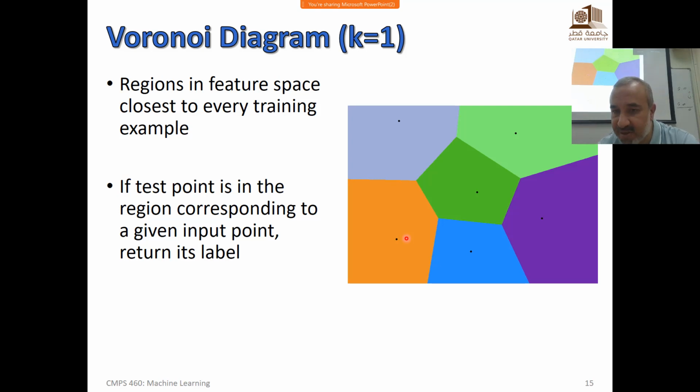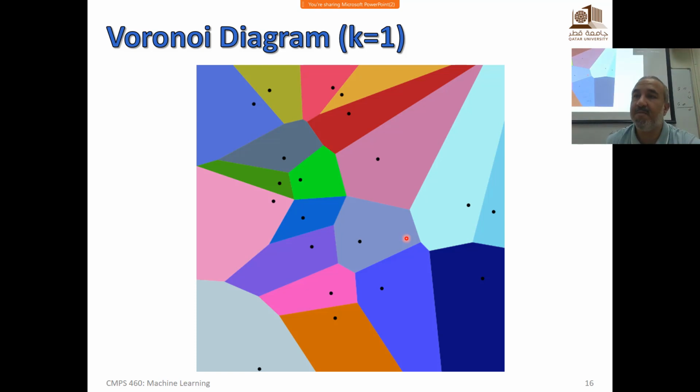Here we have like 6 or 7 points. Here we have much more. And you will see when we increase these points, these regions will get smaller, right? Because now it's harder to determine the area where I am the king, where I will be closest to the points. So every single point will have a smaller region.